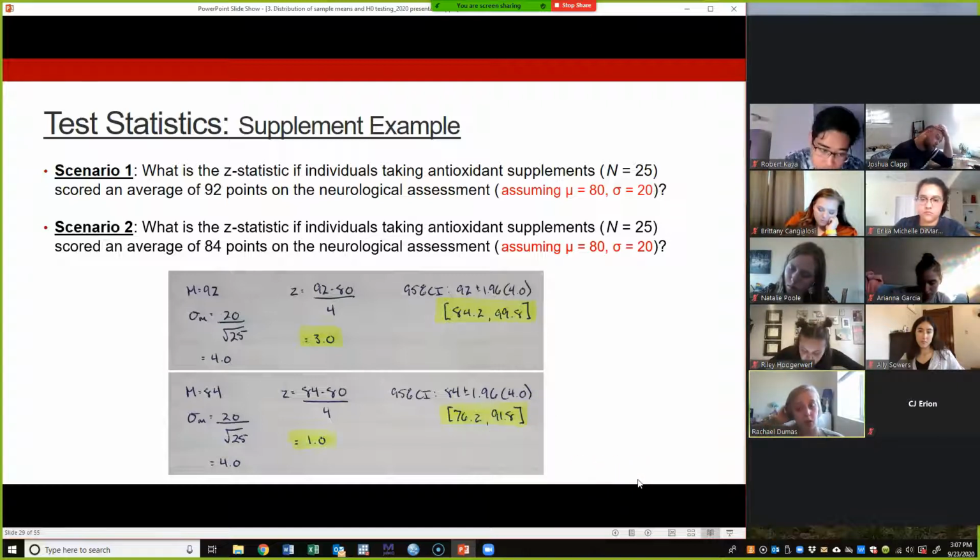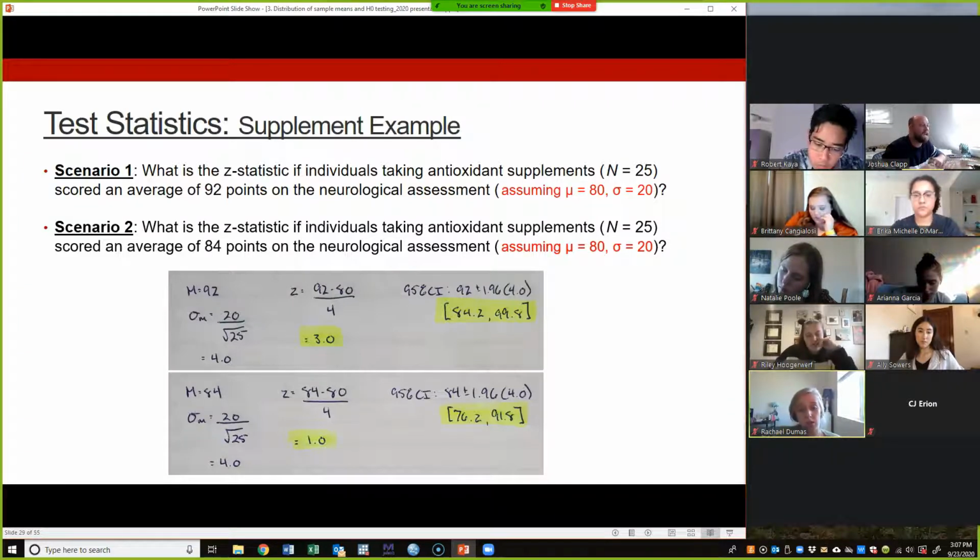All right, so some plausible values given the data that you have of the true population mean might be between 76.2 and 91.8. Gorgeous. Absolutely, right? If I said, so based on your data, what is your best guess as to the true mean score in older adults taking supplements? Your best guess would be 84. 84. That's my best guess, right?